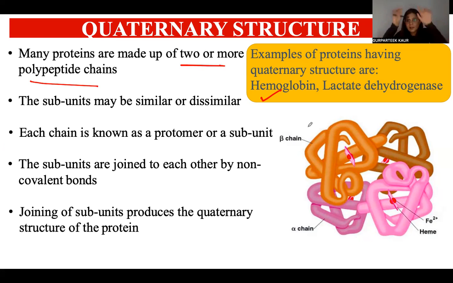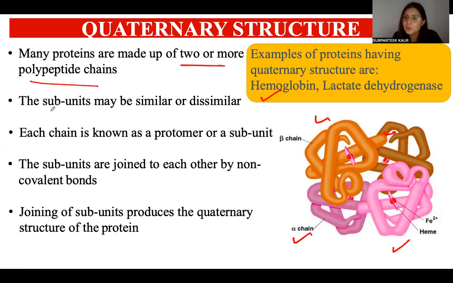They are forming their respective tertiary structures. And then these four tertiary structures are bonding to each other to form this quaternary structure of hemoglobin. So in case of hemoglobin, there are two alpha chains and two beta chains, and these are interacting with each other.